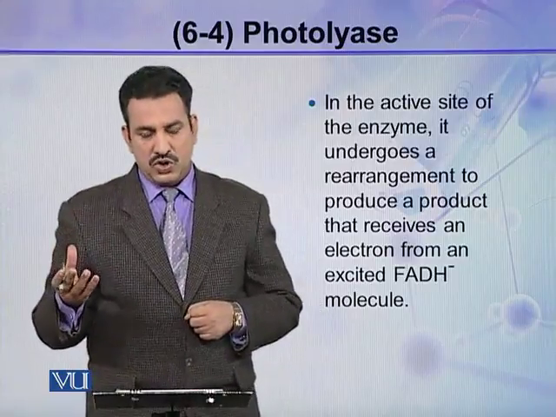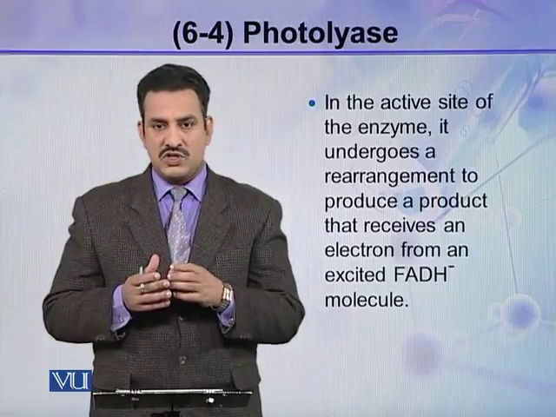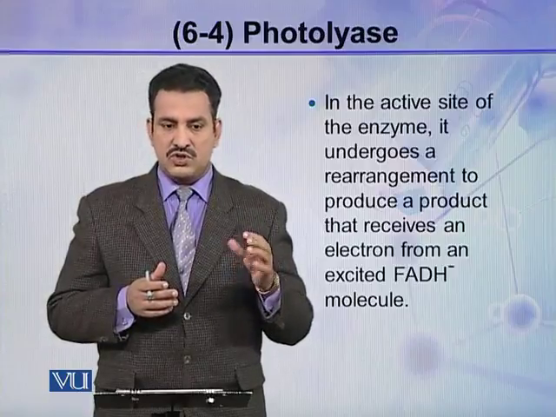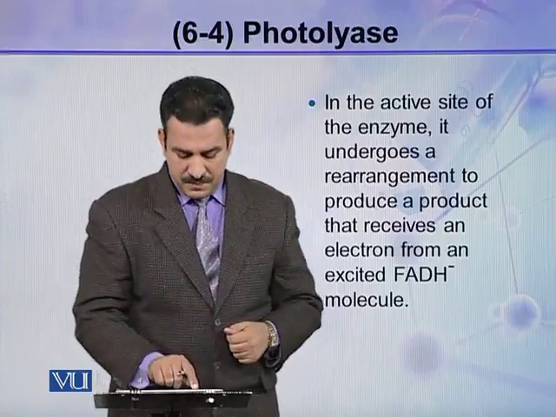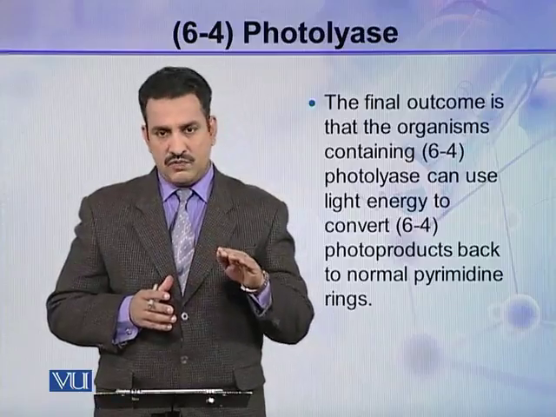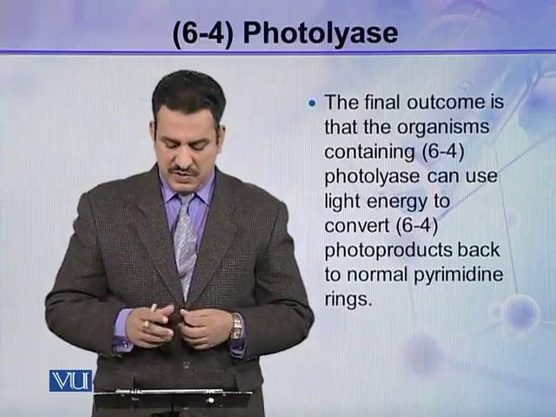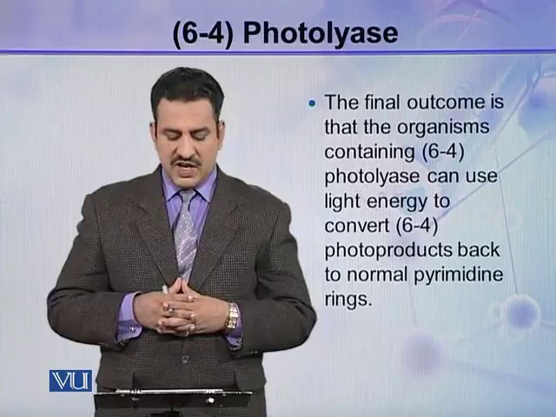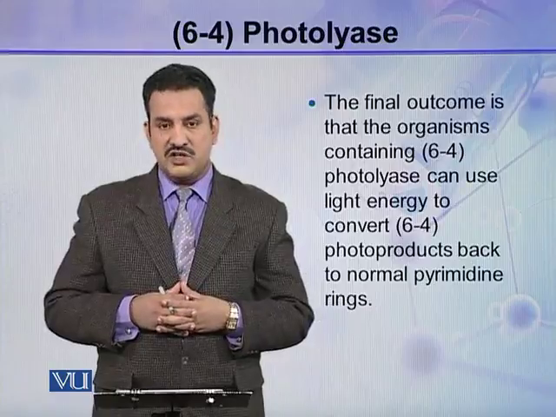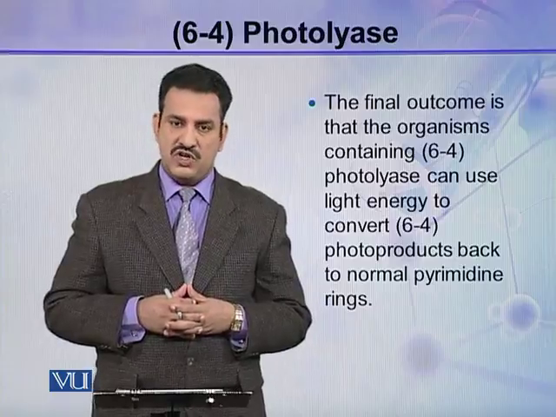The photon is absorbed by the chromophore pigment, then one electron is transferred to FADH, and then this FADH transfers the electrons to the dimer, and this electron causes the cleavage of the bond between the two adjacent thymine bases. The final outcome is that the organisms containing 6,4 photolyase can use light energy to convert 6,4 photoproduct back to normal pyrimidine rings.